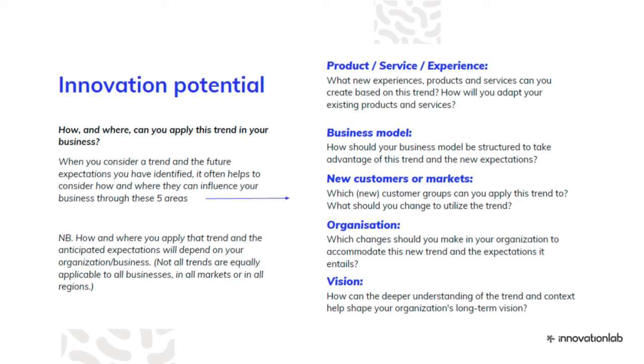In the application part, it is time to try analyzing what innovation potential the trend you have chosen to work with can provide for your company. And in order to not just work in all directions, you can structure it in 5 different ways or areas of the company, as you may see here.